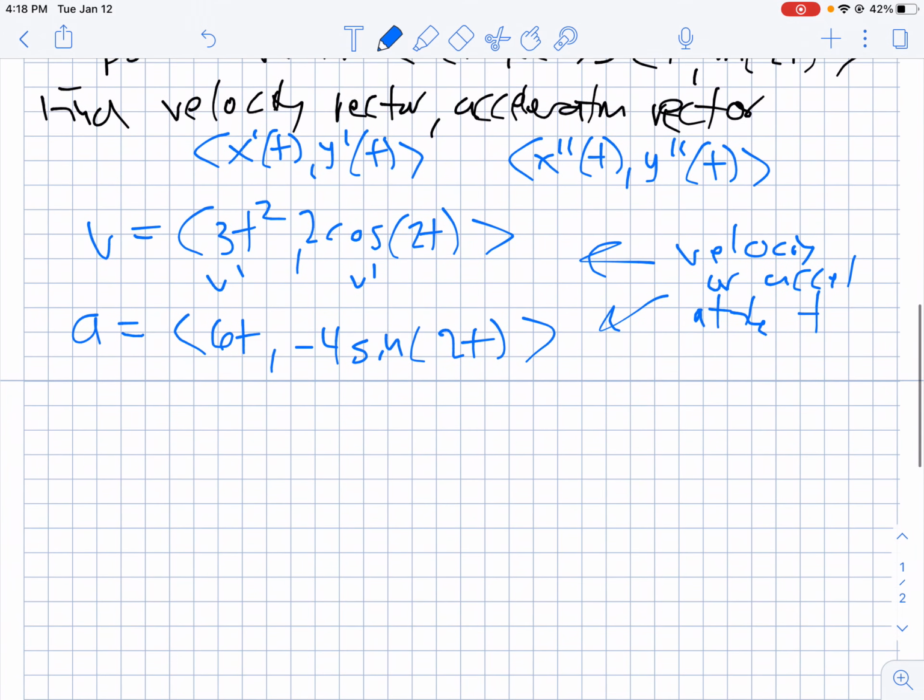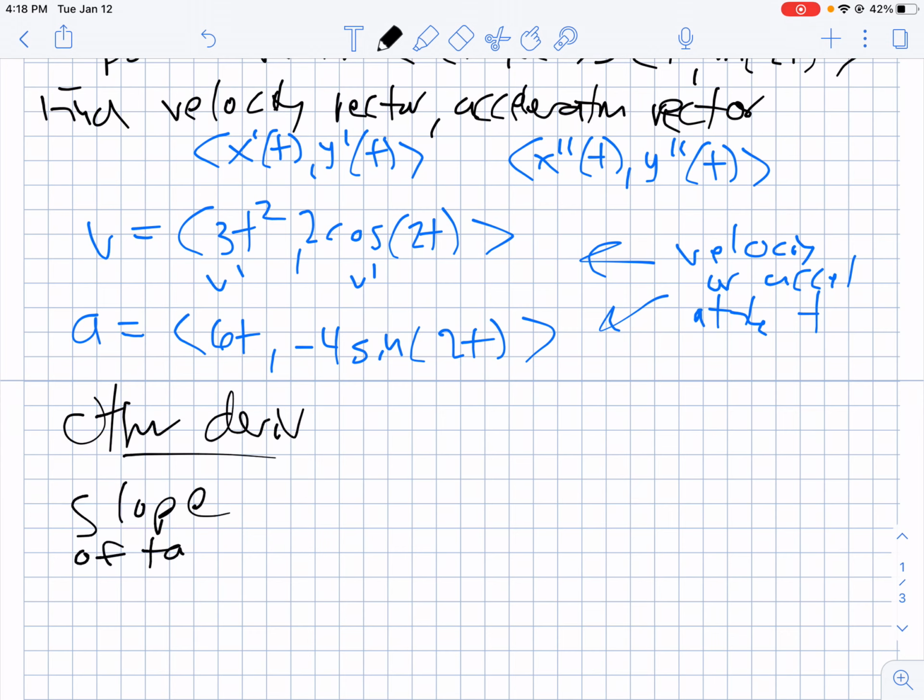There are some other derivatives, of course, that we are also interested in. So another derivative you might think of is the slope. And the slope of the tangent line, as you might actually expect, is dy dx. Now I want to point out this is a slope. This is not a velocity.